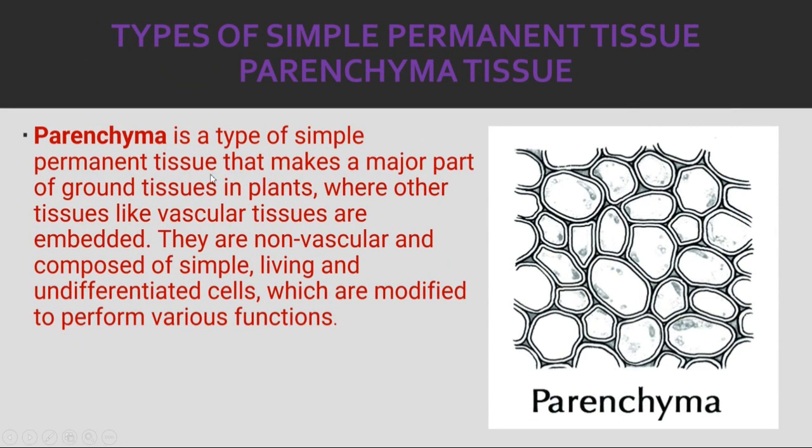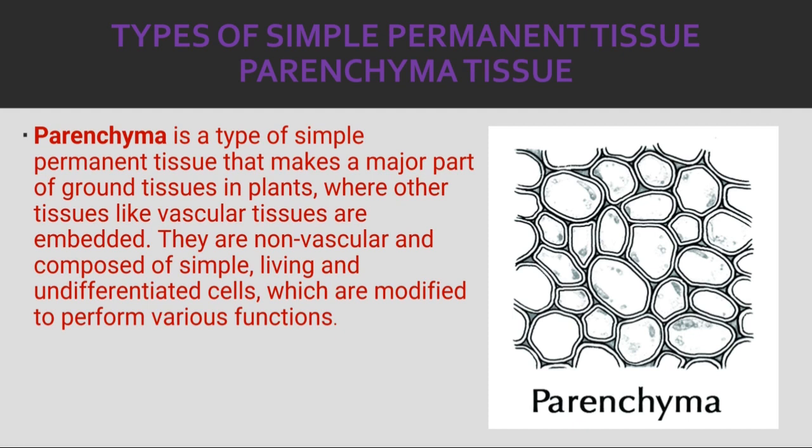Now let's discuss in detail what is the parenchyma tissue. Parenchyma tissue is a type of simple permanent tissue that makes a major part of ground tissues in plants, where other tissues like vascular tissues are embedded.